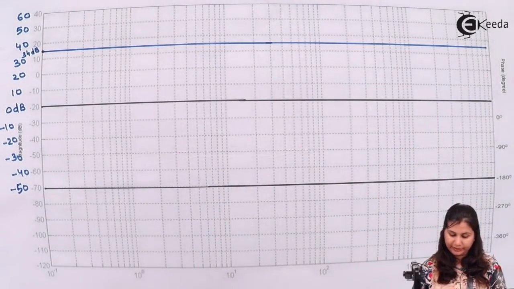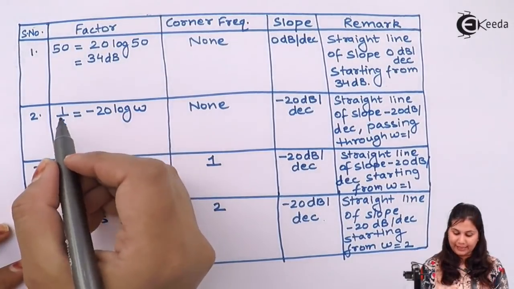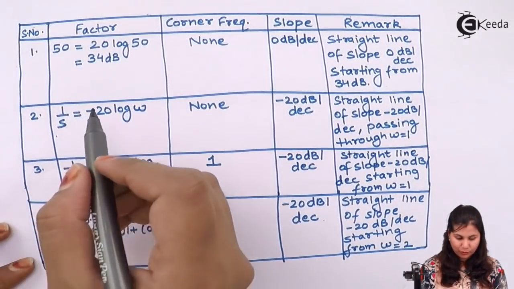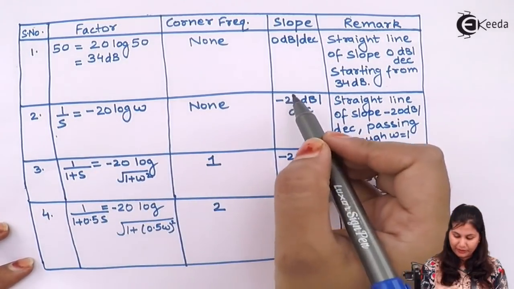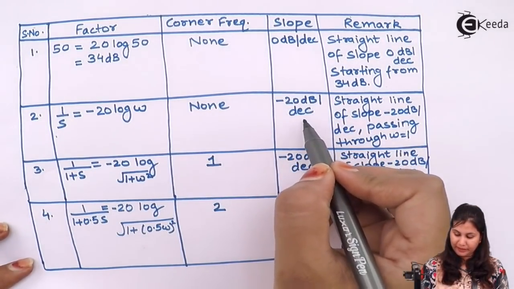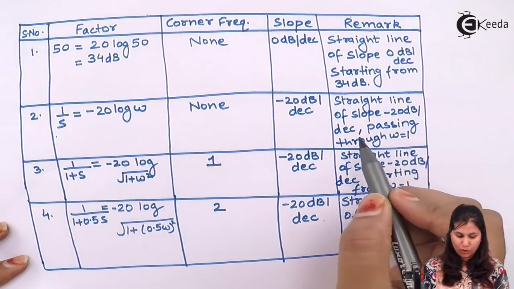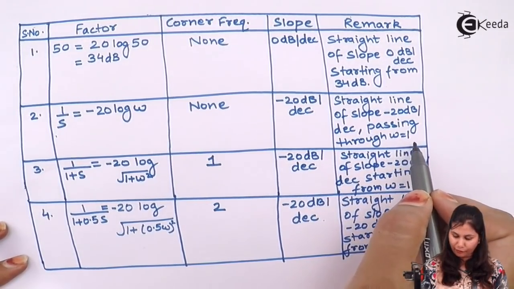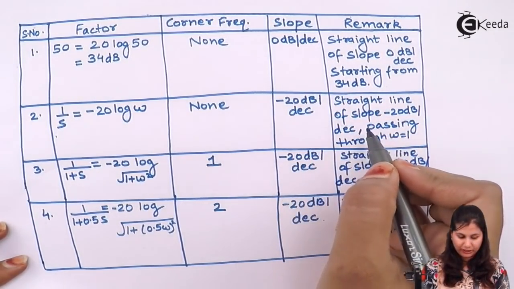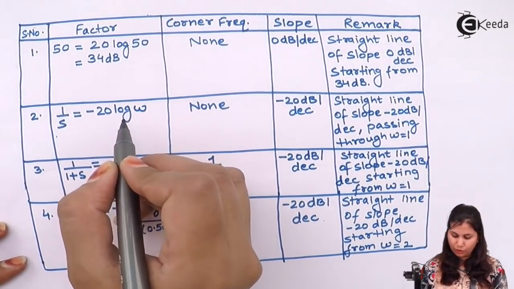Okay, we have represented the constant factor 50. Now the second factor is 1 by s and its magnitude is minus 20 log omega and it is having slope minus 20 dBs per decade. It will be a straight line of slope minus 20 dBs per decade passing through omega equals to 1 and it will be starting from the point minus 20 log omega. Okay, so let's draw this line.